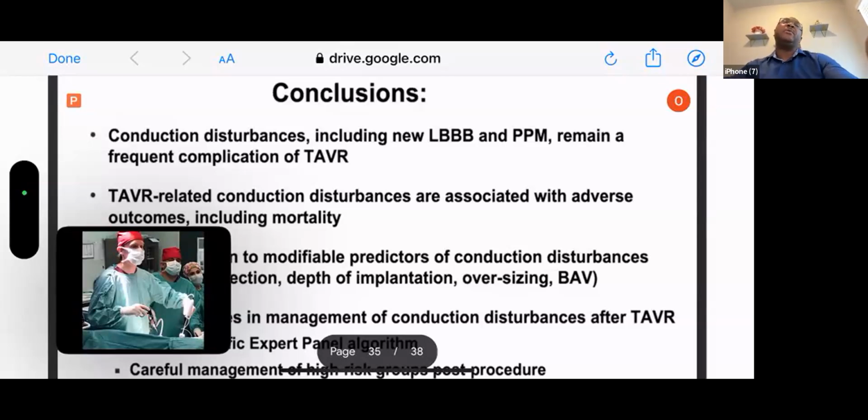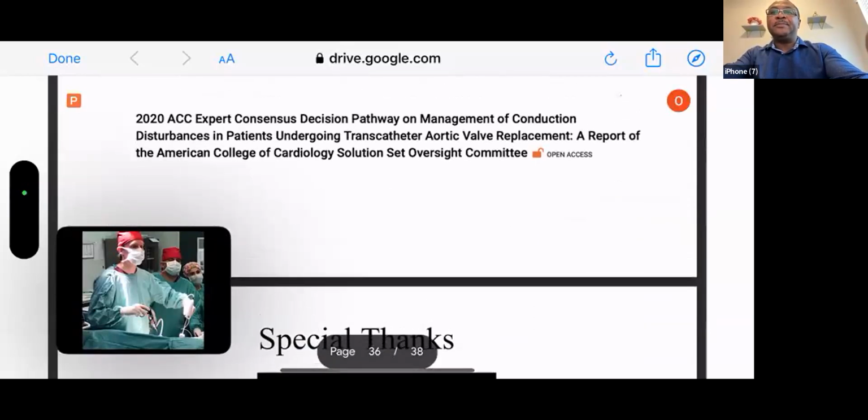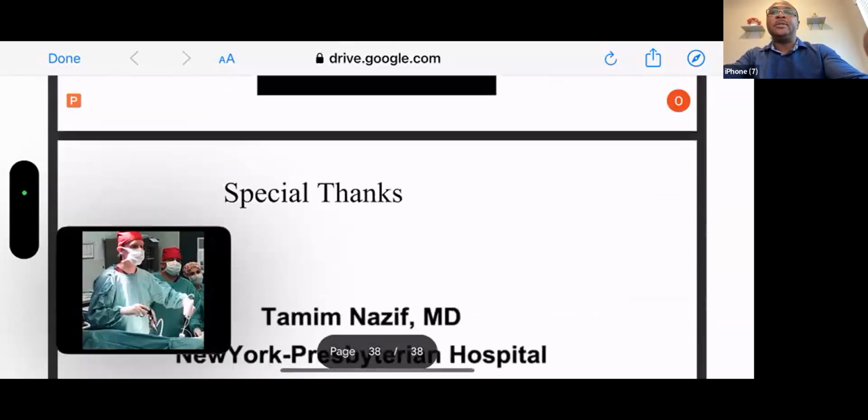So recent advances in management of conduction disturbances have been explored by Jack, like I said, and then you need to make careful management of high-risk group patients post-procedure. And then the guideline indication for permanent pacemaker implantation is also followed. So whether they are going to have this TAVR or not, if they meet any indication for permanent pacemaker placement, irrespective of TAVR, they need a permanent pacemaker placement. And that is it. These are the places where I got my slides and recommendations and everything.